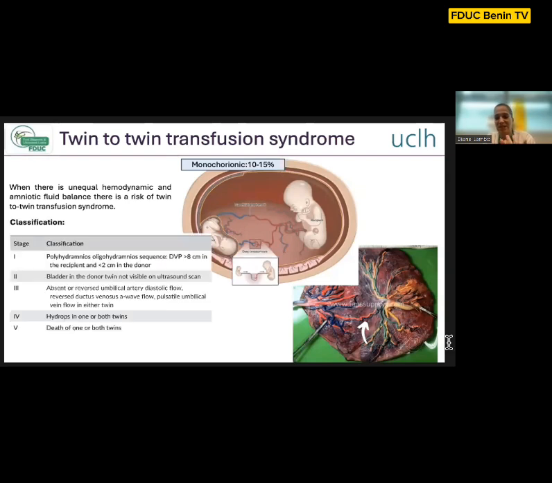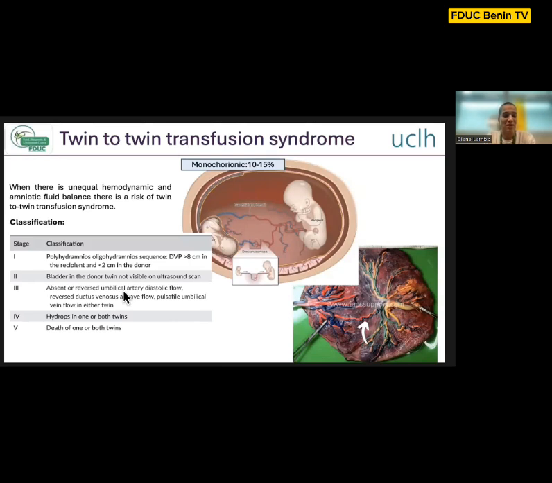Now, the classification is typically described using the Quintero criteria. So stage 1 is where you have the presence of polyhydramnios or oligohydramnios sequence. So you've got a deepest vertical pocket of 8 or more in the recipient and a deepest vertical pocket of less than 2 in the donor.